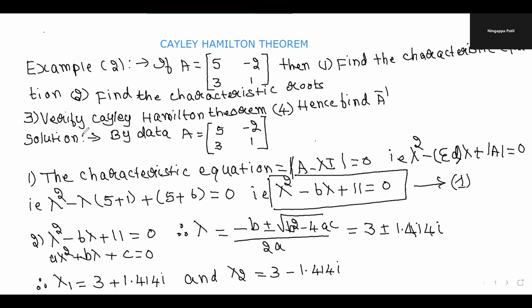Then next, the second point, he has asked you to find the characteristic roots. The characteristic equation is lambda square minus 6 lambda plus 11 equal to 0. You compare this with the quadratic equation A lambda square plus B lambda plus C equal to 0. Therefore, lambda equal to minus B plus or minus root of B square minus 4AC upon 2A. You simply write the formula, and I will tell you how to get the answer in the calculator.